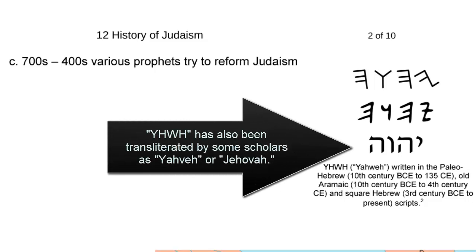And it's unclear how monotheistic Judaism was during this time. Did they think, as it says in the book of Deuteronomy and the book of Isaiah, that Yahweh was the one true God?